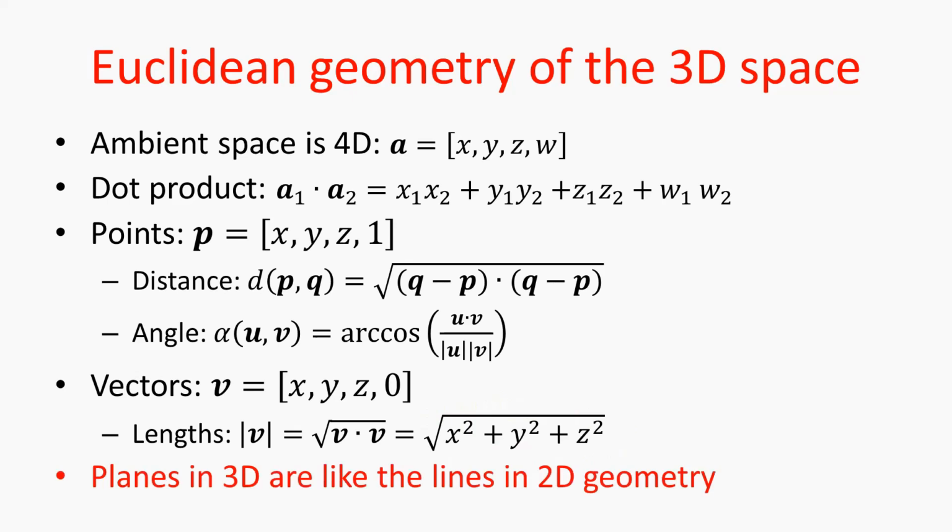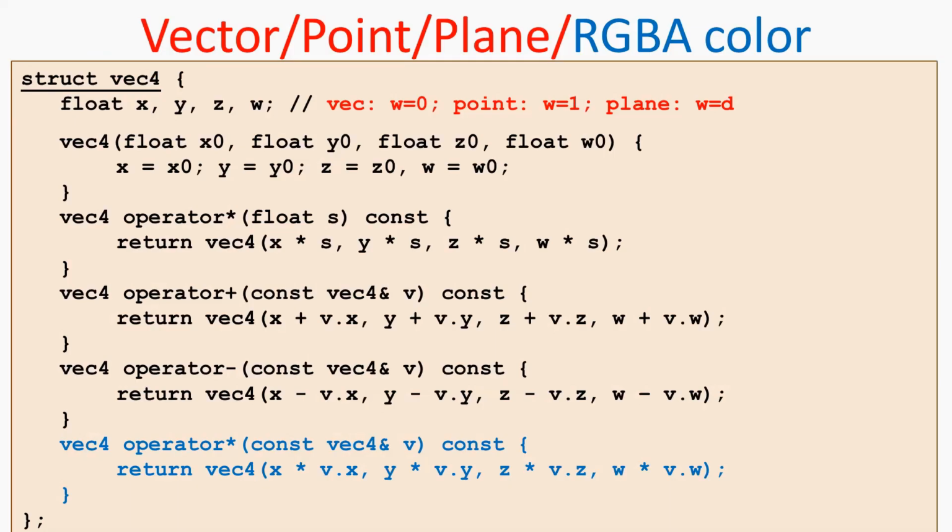In three-dimensional Euclidean geometry, planes will be like lines in the two-dimensional Euclidean geometry. For example, the implicit equation of a plane is similar to the implicit equation of a line, but we have to use one more coordinate. You might think that we had too much mathematics, so let's jump into programming.